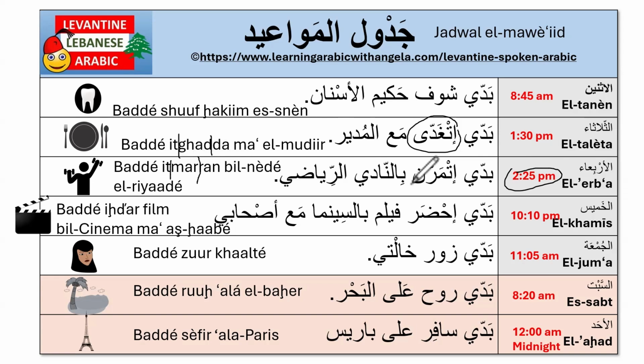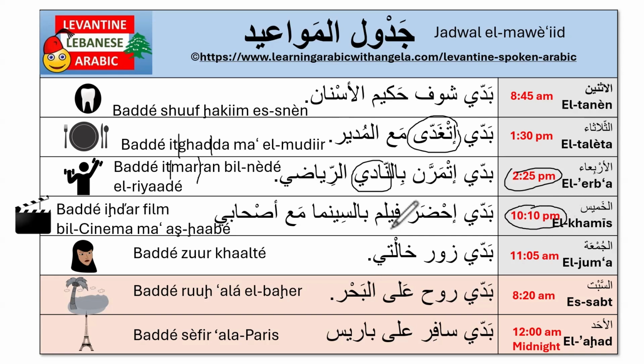اتمرن. بالنادي الرياضي. In the sports gym. نادي is a gym. Could be a club as well. بالنادي الرياضي. رياضي is an adjective from رياضة, sports. Literally means something like sports gym. الخميس الساعة 10:10 بالليل.